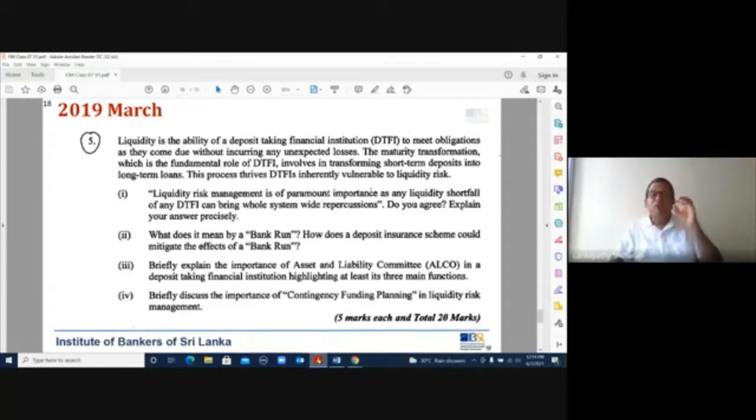So the deposit insurance scheme will mitigate the effect of a bank run, because it gives additional confidence to the small depositors, assuring them that if something happens to the bank, they may get the money from the deposit insurance. That is the idea. That is the way it mitigates the effect of a bank run. Understand?